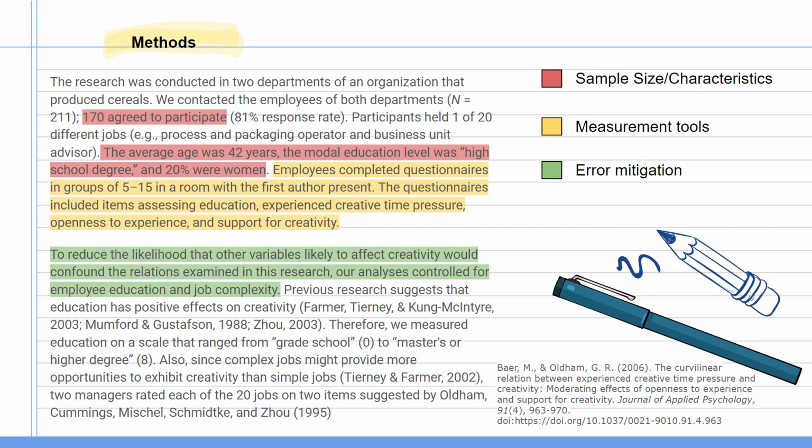Then the measurement tools, which are very important to know. In this case, it was a questionnaire. And in this case, they mentioned error mitigation. So how they're going to prevent errors from happening in their research. This will not always be there, but if it is, it's a very nice thing to find.